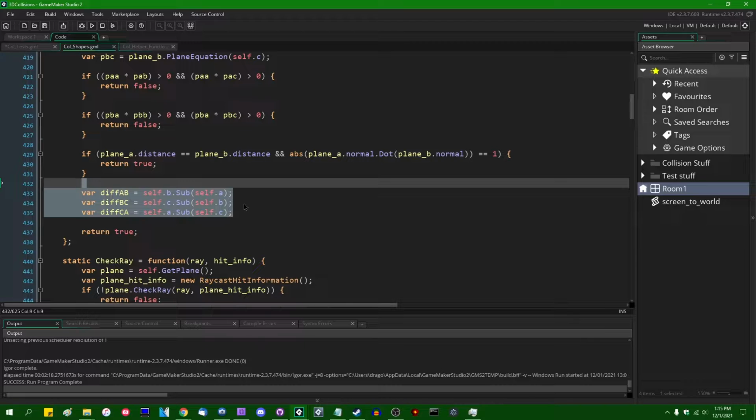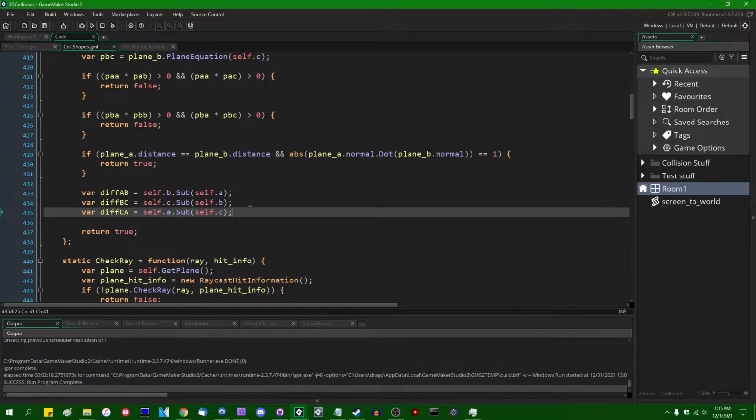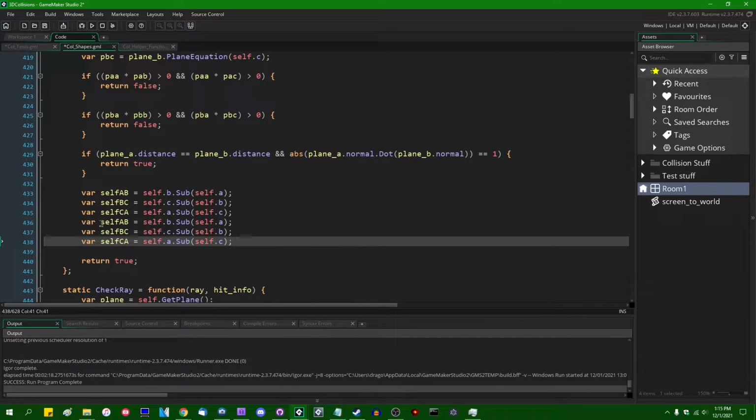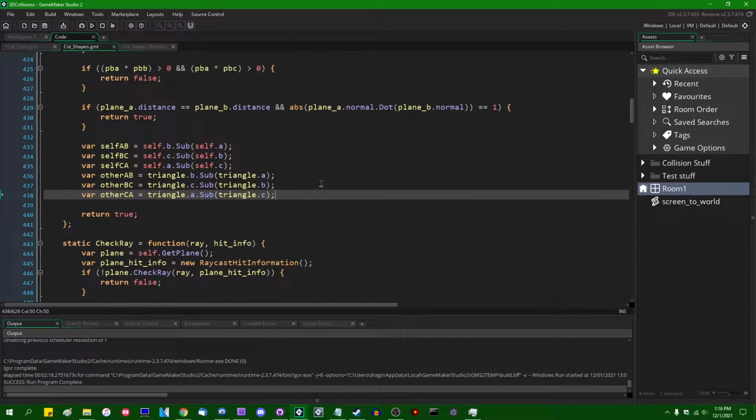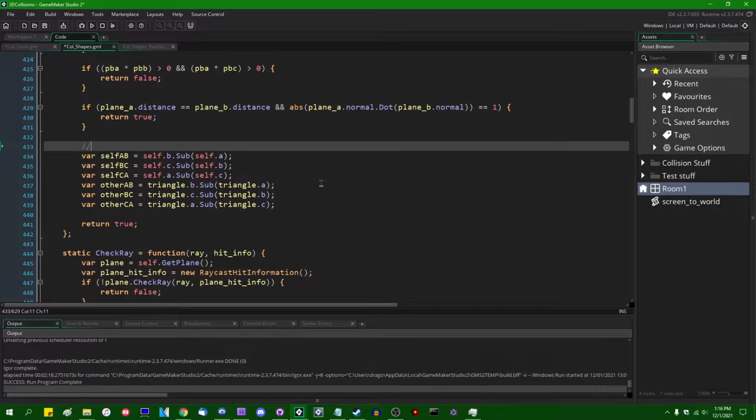I would call these variables diff AB, diff BC, and so on, except I'm going to need these for both triangles, and I want to make the names a little bit less confusing. So let's call it self AB, self BC, self CA. And for the other triangle, for the incoming triangle, it can be other AB, other BC, other CA. Triangle dot B dot sub triangle dot A, and so on and so forth. And these are essentially representing the edges of each triangle.